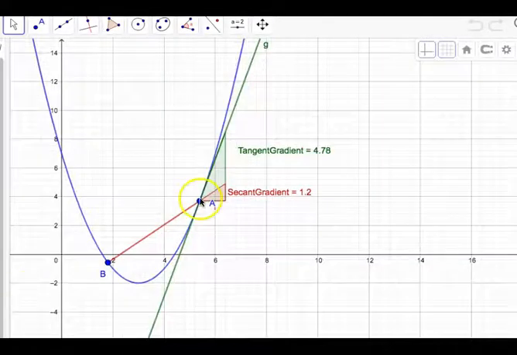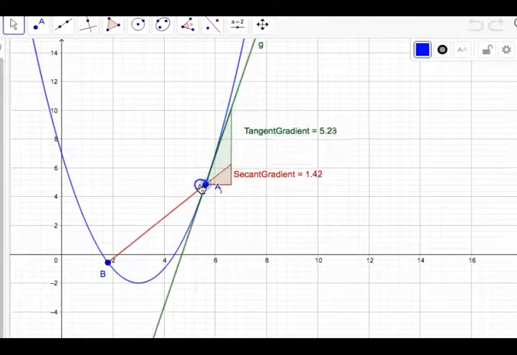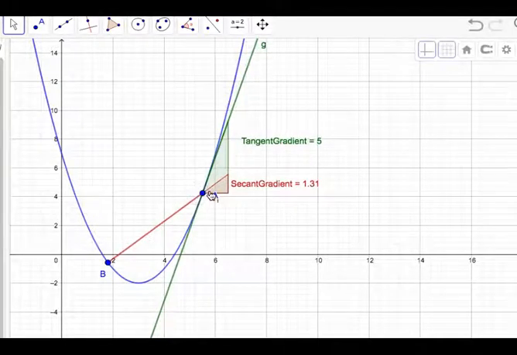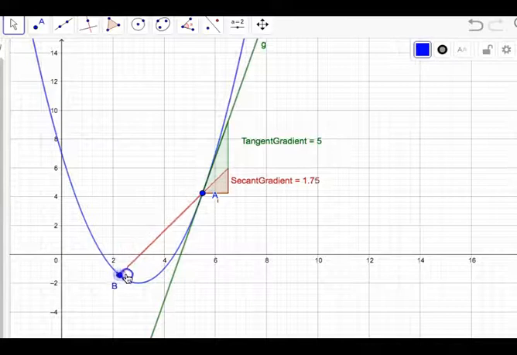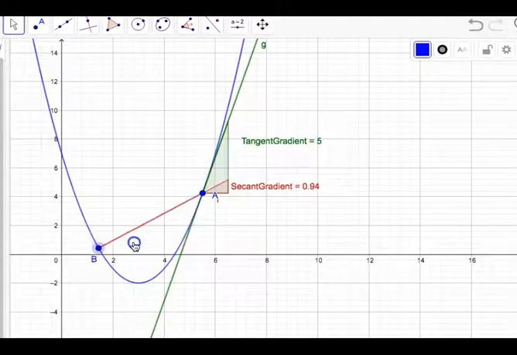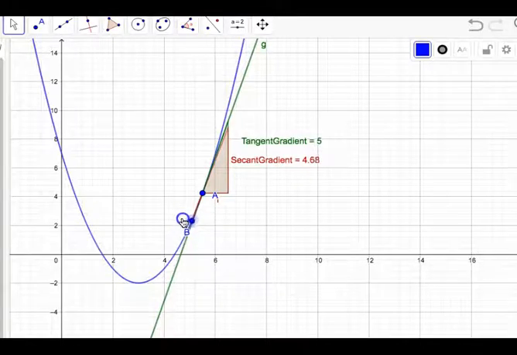So I've got the tangent at A, and if I move B and tangent to A, I might make it a nice value, about 5-ish. So the gradient of the tangent to A is 5. Now you could work that out by doing the gradient of the straight line, but this does it for you. The gradient of the secant approaches 5 as B gets closer to A. Got it? All good?